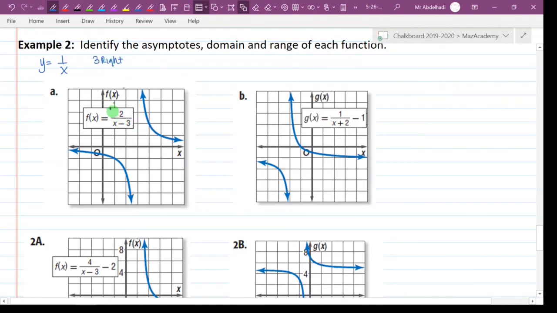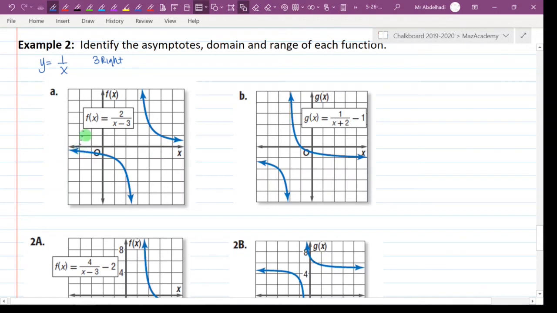3 to the right. The top number is a 2, but remember I told you that doesn't really matter in terms of shape that much, and we're not really worried about that. So we can ignore the top number here. That just changes the shape ever so slightly, but it's not going to change the asymptotes at all. So we know that we're moving 3 to the right. Is there a vertical shift? And the answer is no, there's no vertical shift. So we're not going up or down.